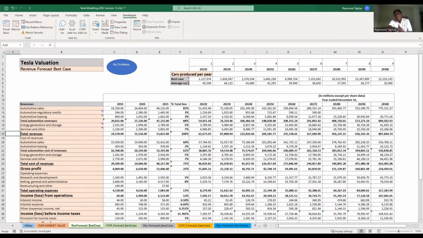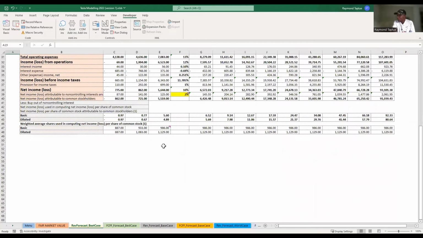Now, when we have forecasted the revenue line to 2030, the remaining lines are just easy, because the remaining lines will be represented as a percentage of the total revenue. And this is exactly what you get. This is the income statement that has been produced under the best case scenario.